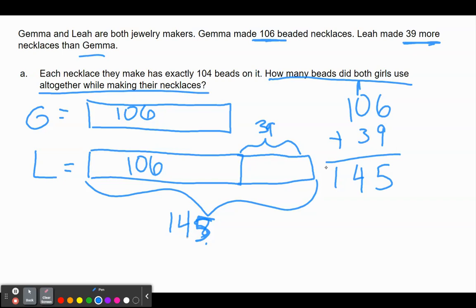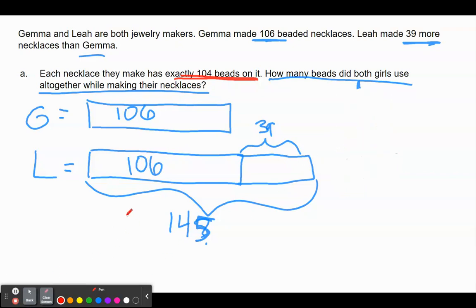Now, if we look over here at this portion, it says each necklace has exactly 104 beads on it. So I know one necklace has 104 beads, so now I've got to figure out how many beads they used. Let's figure out how many beads Gemma used. I'm going to use red to represent Gemma. So we have to figure out how many beads Gemma used for her necklaces. I know that she made 106 necklaces, and each of the necklaces needed 104 beads, right?